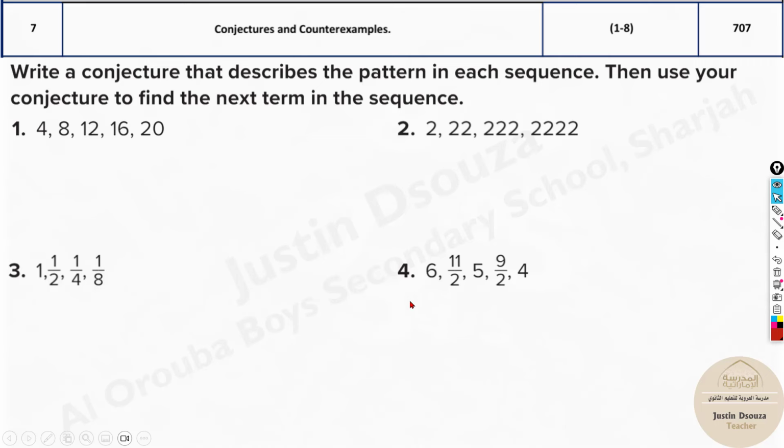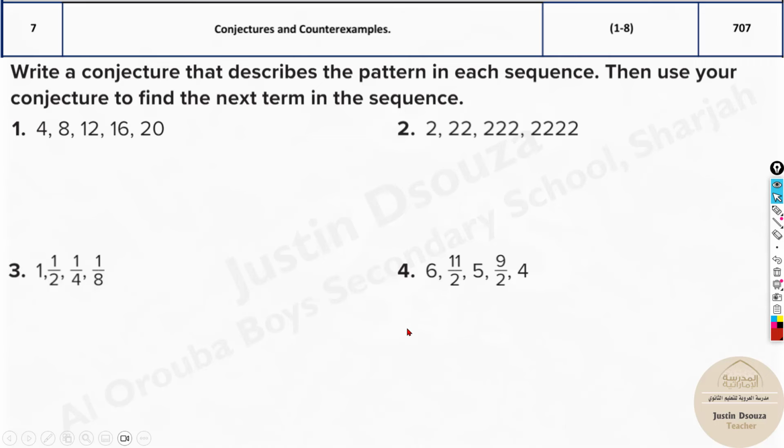Now you guys find the patterns over here. You can just pause the video here, try finding it by yourself, and then we'll continue. I hope you tried. Over here you can see it's 4, 8, 12. Everything is being added by 4, so it's 24. Now over here you're just adding the digit 2. Sorry, it's not 4, it's 2. 2, 22, 222, 2222, and 22222.